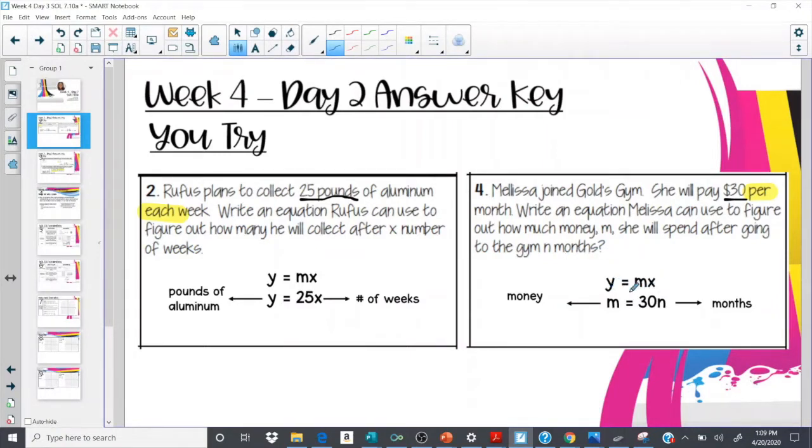So if you're having an issue knowing how to write an equation based on these variables, then I would suggest you write the equation y equals mx. Remember that m represents the slope, x is your independent variable, and y is your dependent variable. So y is dependent upon how many months she goes to the gym. How much money she pays is dependent upon how many months she goes to the gym. Okay, so the number of months would be n, and m would be money.